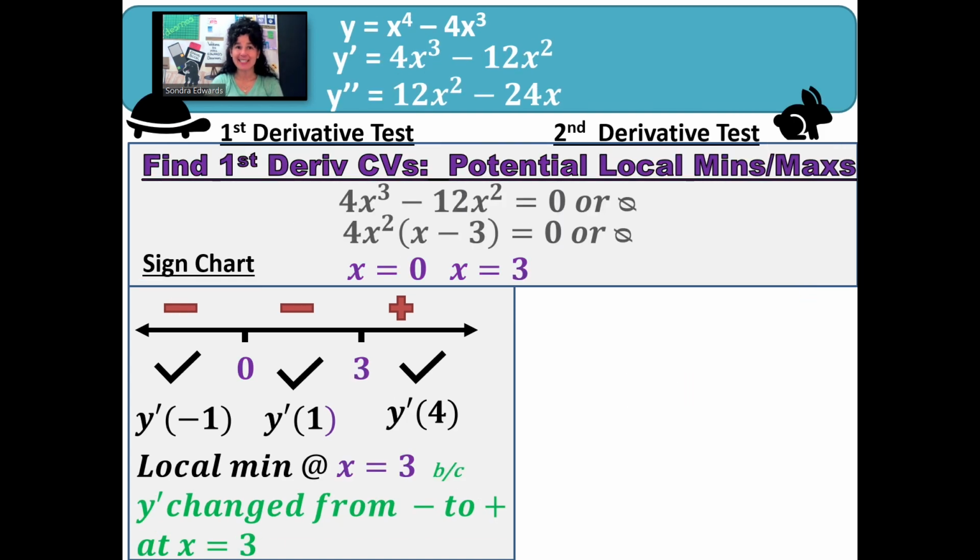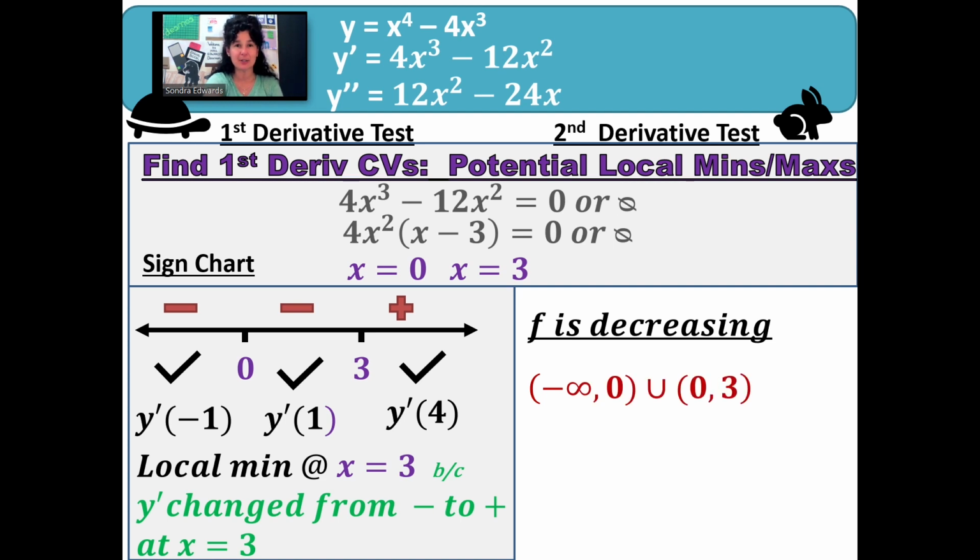Going back really quick to the sign chart that we made for the first derivative, we can also tell where the original function is increasing or decreasing. Any place the first derivative was negative, the original function was going downhill. That's called decreasing. So from negative infinity up to 0, union 0 through 3, our original function was decreasing. And the original function f is increasing where the first derivative is positive. So we are increasing from 3 through infinity.